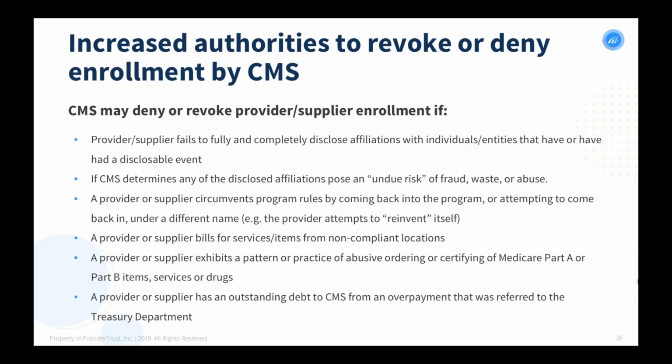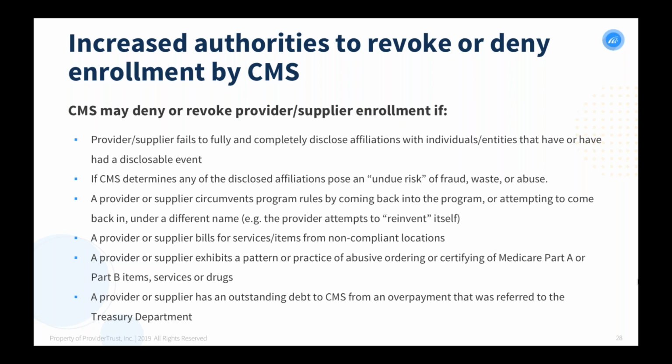So now we're going to talk again about the components within the new rule. So we know that CMS has increased authority to revoke or deny. So let's just talk about the what if, at some point in time when we get all those other things that Mike was just talking about squared away and CMS has figured out a way to collect all that information and hold all of us as providers accountable. So CMS may deny or revoke enrollment if these particular components happen.